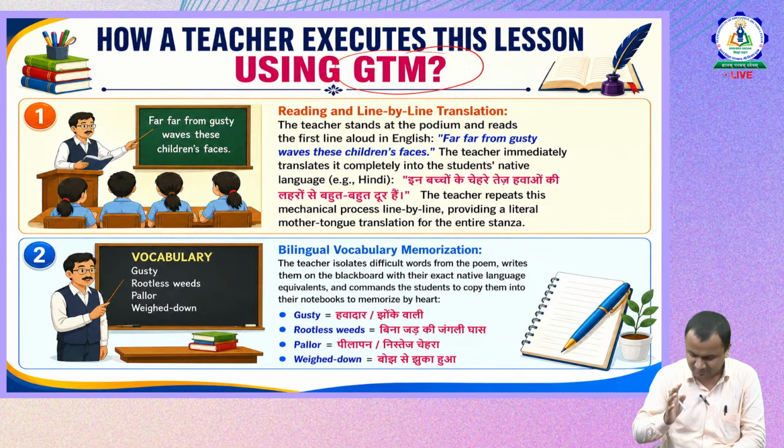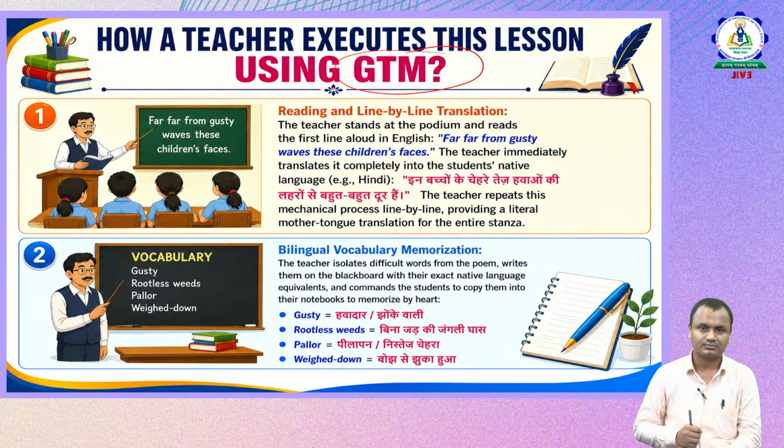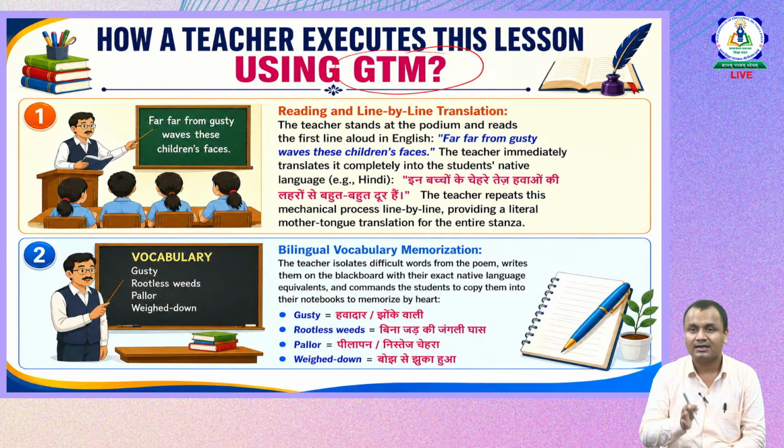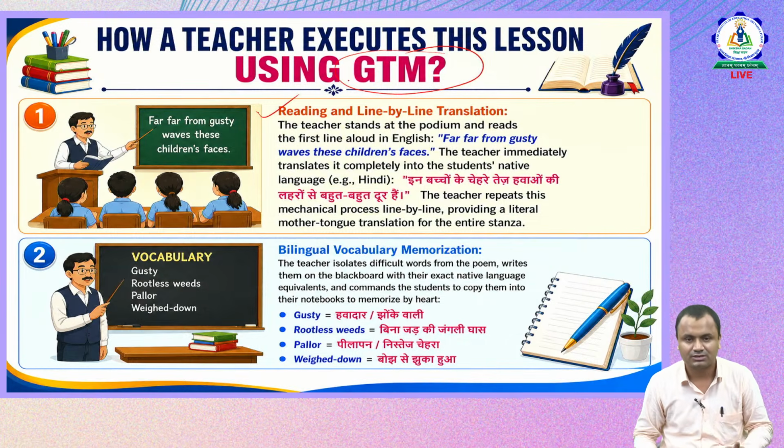We are taking an example of an elementary school classroom in a slum of Stephen Spender, which is a poem, I think in class 12. We'll take the example of this particular poem to understand how GTM is executed in a normal classroom transaction. First and foremost thing is reading and line by line translation. So the teacher would stand at the podium, start reading the lines and translating the lines exactly word by word. First thing, reading and translation line by line.